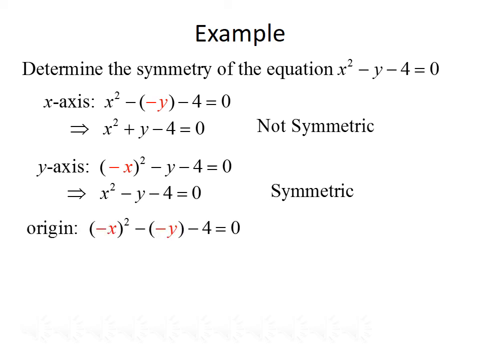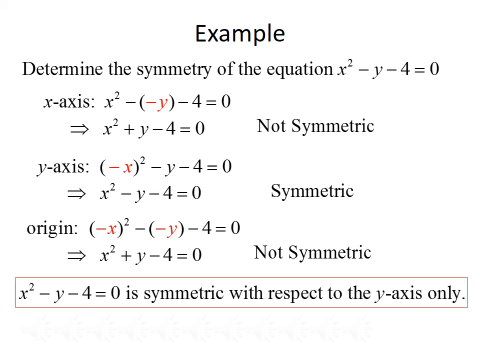And finally, we'll test for symmetry with respect to the origin. We replace x with minus x and y with minus y, giving us (minus x) squared minus negative y minus 4 equals 0. If we simplify that, we'll get x squared plus y minus 4 equals 0. We compare that to our original equation, and we see that it's not the exact same as what we started with, so we do not have symmetry with respect to the origin. This means that the equation x squared minus y minus 4 equals 0 is symmetric with respect to the y-axis only.